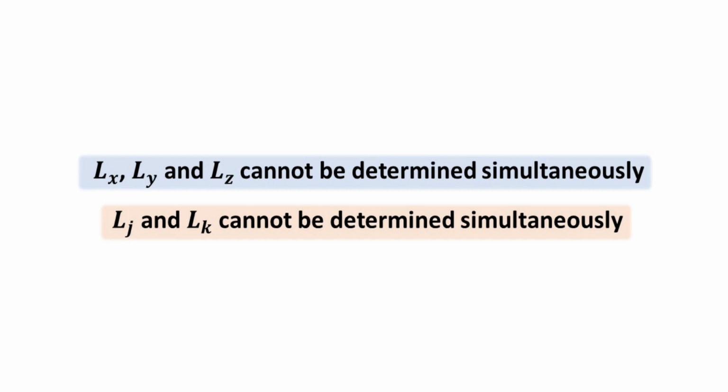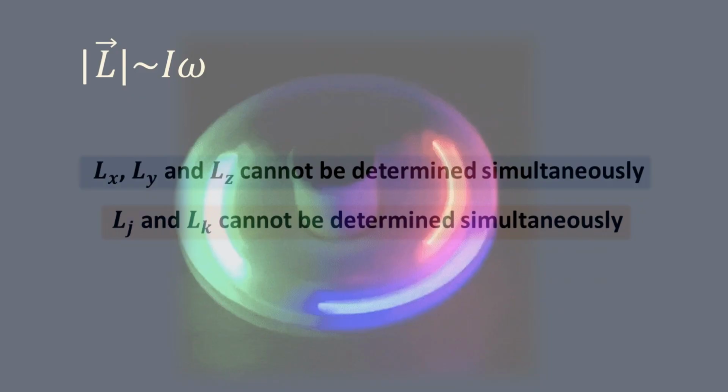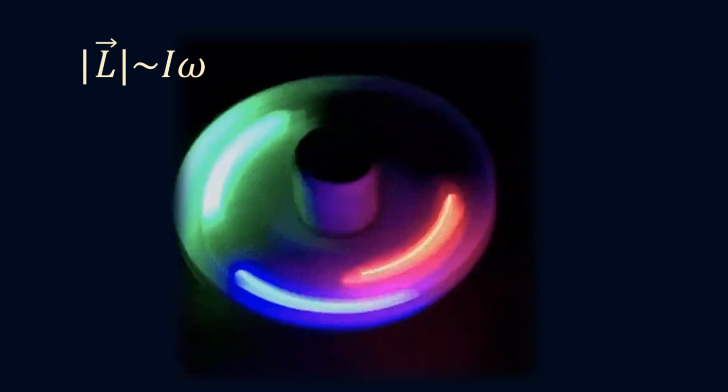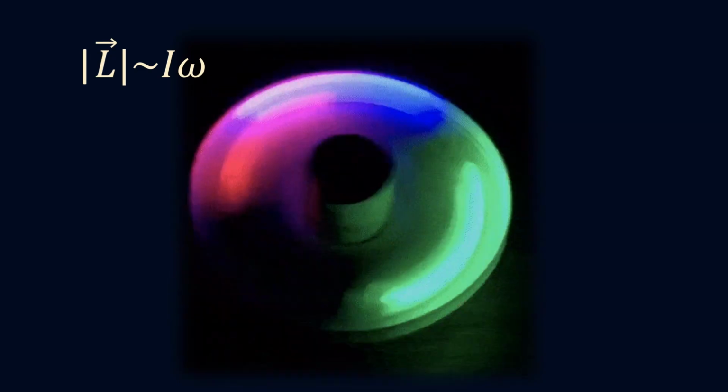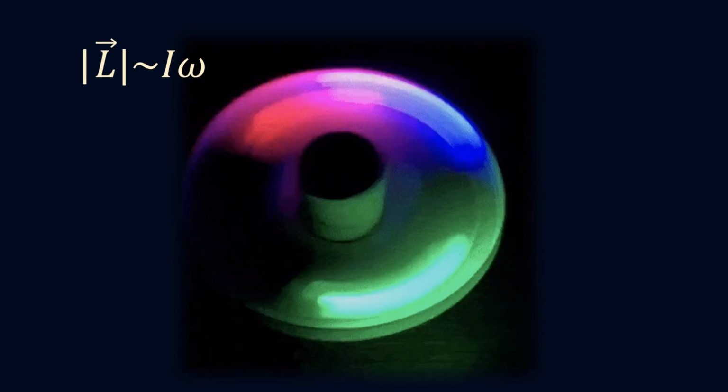Thus, the Heisenberg uncertainty principle forbids the angular momentum components to be determined simultaneously. In fact, we will show rigorously in the next chapter that no two components of the angular momentum can be determined simultaneously. Now, suppose I have a spinning object. I can tell you the magnitude of its angular momentum without revealing any of the angular momentum components. This is possible because the total angular momentum is characterized by the product of angular frequency omega and moment of inertia. It does not reveal its orientation.